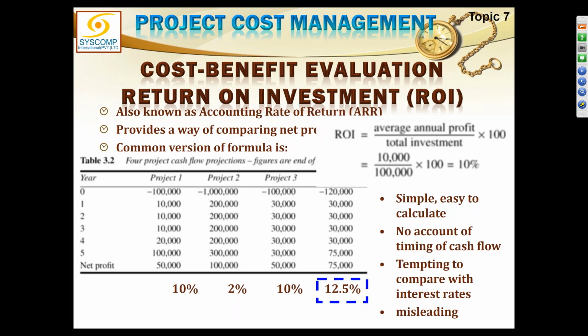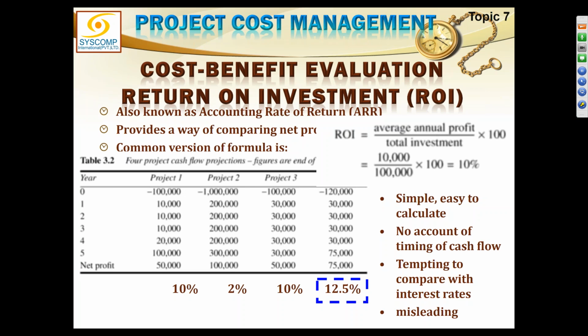Although it was able to recognize that project 2 is the worst project, it still could not recognize the difference between project 1 and project 3. Both have the same ROI, but the behavior of the revenues coming to us is different. One is consistent, the other is progressive. Project 1 is progressively increasing. Project 3 is consistently giving us 30,000 throughout, but it does not cater for that. It tells us that both are 10% ROI. So that means there is some flaw still left.